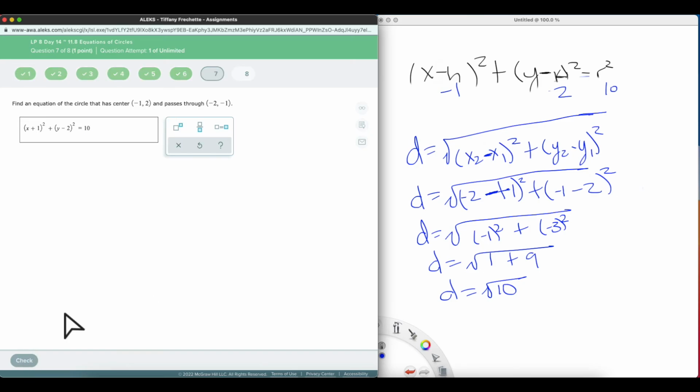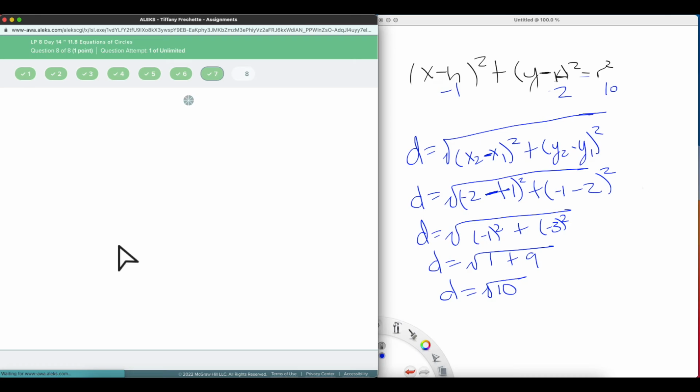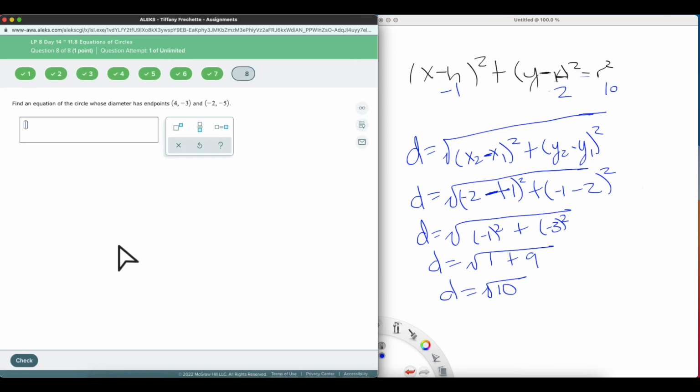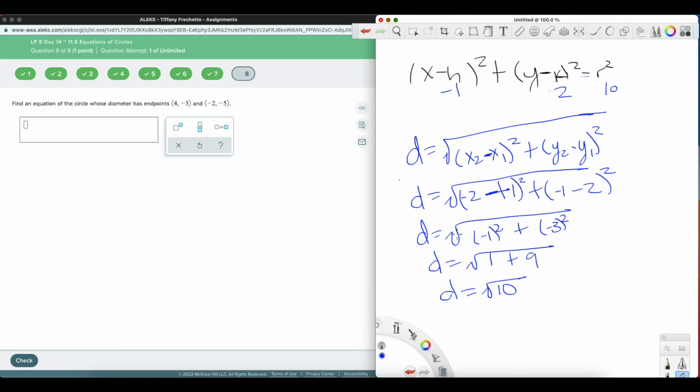Alrighty. Last problem here. So we have: find an equation of the circle whose diameter has endpoints (4, -3) and (-2, -5). So now they're asking us to do two things. We're going to have to use the distance formula. I need to know how long this diameter is. And I also need to know the midpoint of this diameter, because I'm not being given the center. So I don't have either of the pieces that I need here. But I do have enough information to move forward.